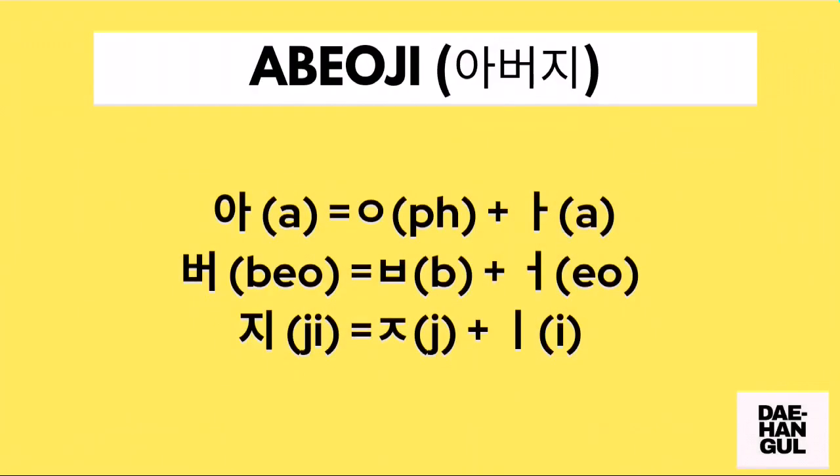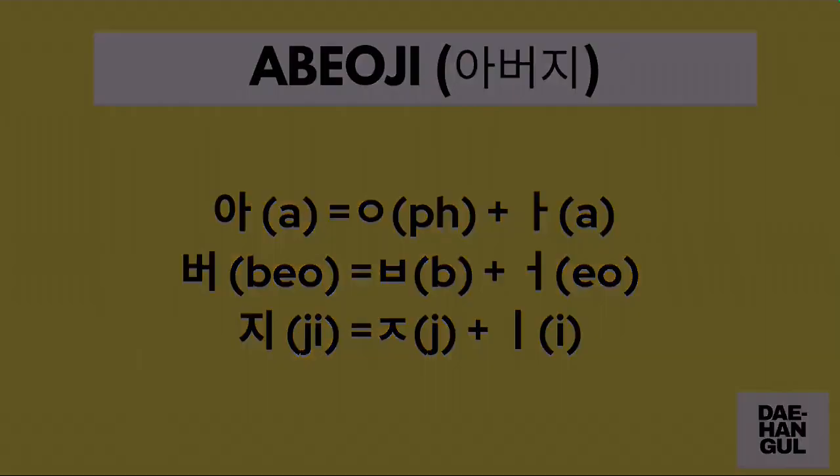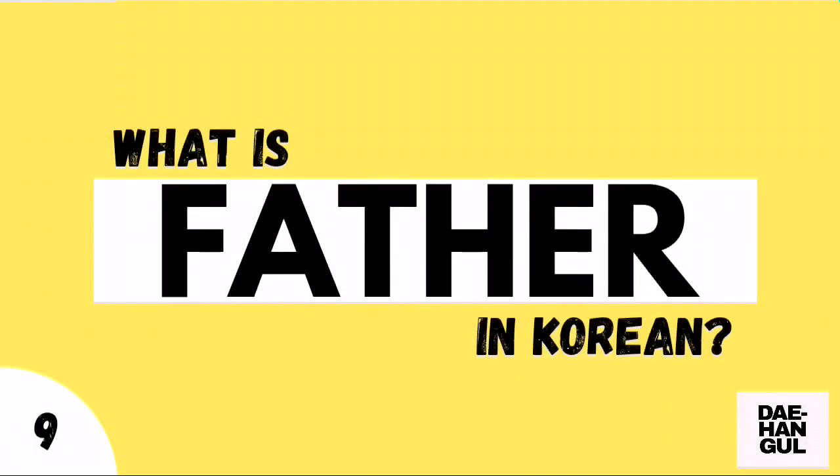How do we write this in Hangul? Let's start with the first syllable, a. We need to draw first a no sound iyang, followed by an a character. For the second syllable, bo, we need to draw first a biop character, followed by the a character. And then for the last syllable, ji, we need to draw first a jiyat character, followed by an e character. And then we just have to combine all three to form the Hangul of 아버지. And now, you already know what is father in Korean.